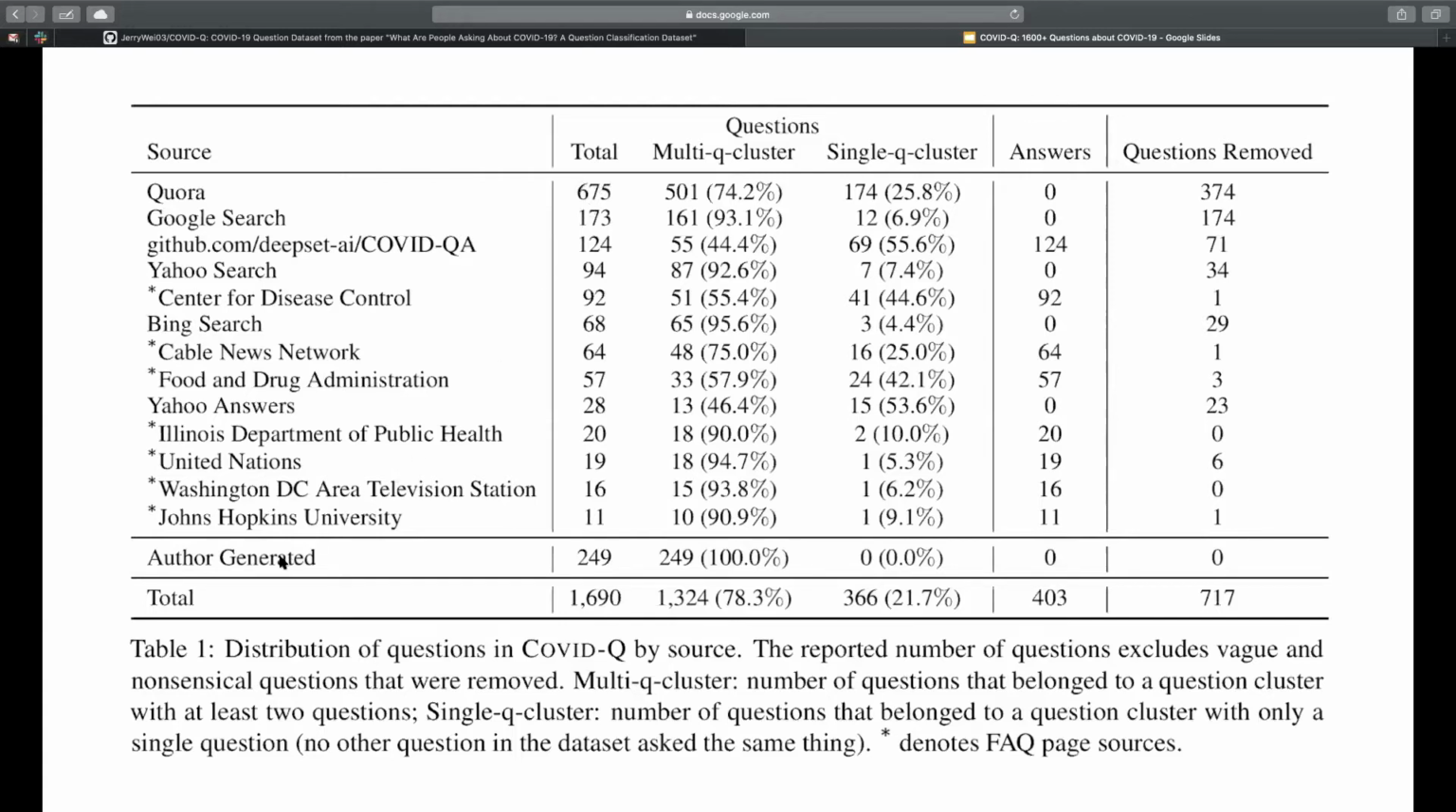Again, you can see that we've manually generated 249 additional questions to enlarge our data set. And that brings our total number of questions to 1,690 questions.